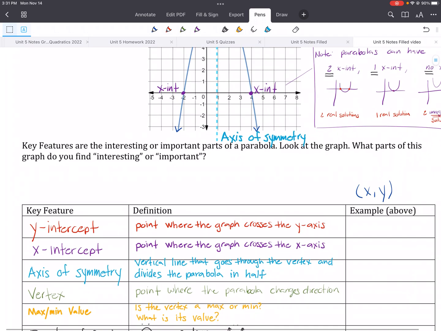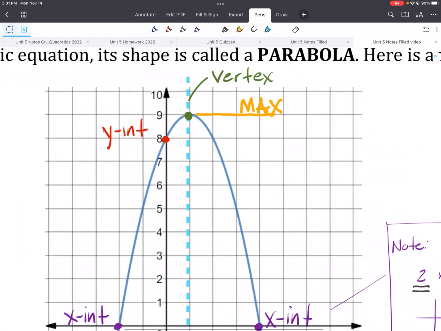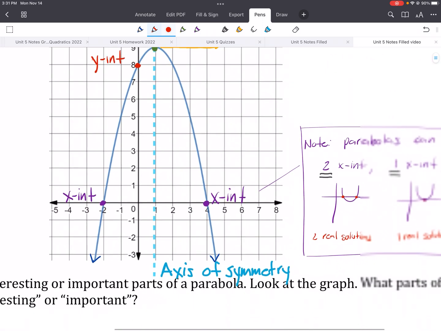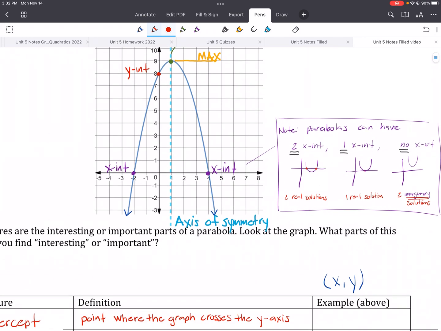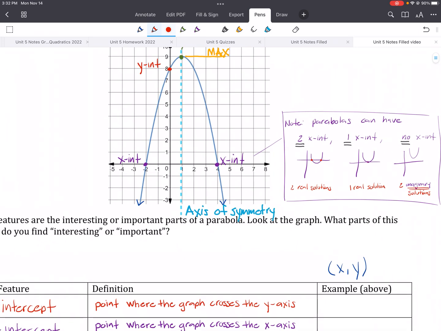First off, we have the y-intercept. It's the point where the graph crosses the y-axis. So here would be our example of the y-intercept. Let's write that down. What you're going to be asked to do is identify the y-intercept by writing down its point. For this example, it was at (0, 8), so we would write that down, (0, 8). Please make sure that when you write a point, it's always x first and then y value, and use parentheses.